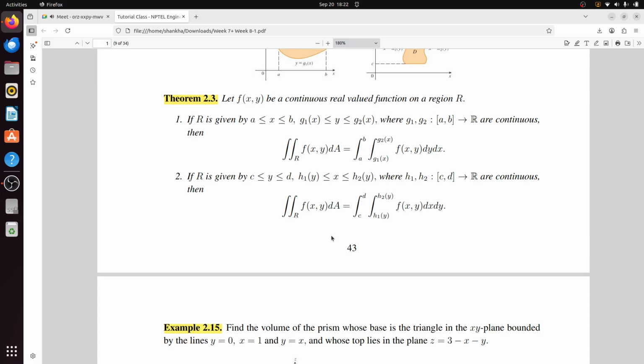If R is given by a less than or equal to x less than or equal to b, and y takes the values from g1(x) to g2(x), where g1, g2 from [a,b] to R are continuous, then this double integral over R of f(x,y) dA is the integral from a to b, g1(x) to g2(x), of f(x,y) dy dx. If R is given by c less than or equal to y less than or equal to d, h1(y) less than or equal to x less than or equal to h2(y), where h1, h2 from [c,d] to R are continuous, then this f(x,y) dA can be replaced as the integral from c to d, h1(y) to h2(y), of f(x,y) dx dy. I will come obviously to this type of integrations.